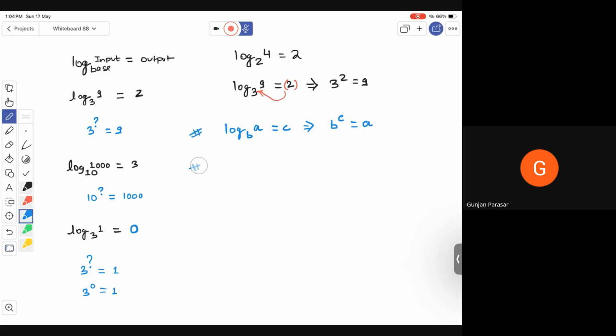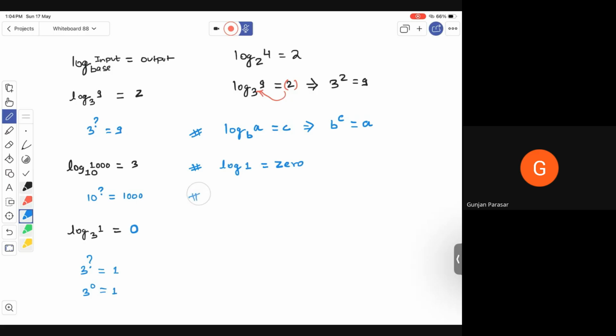Next thing you should know: any log, any base, if I write a log formula without mentioning the base, it means that formula is applicable for every base. So if I write log 1, it is going to be equal to 0 always.